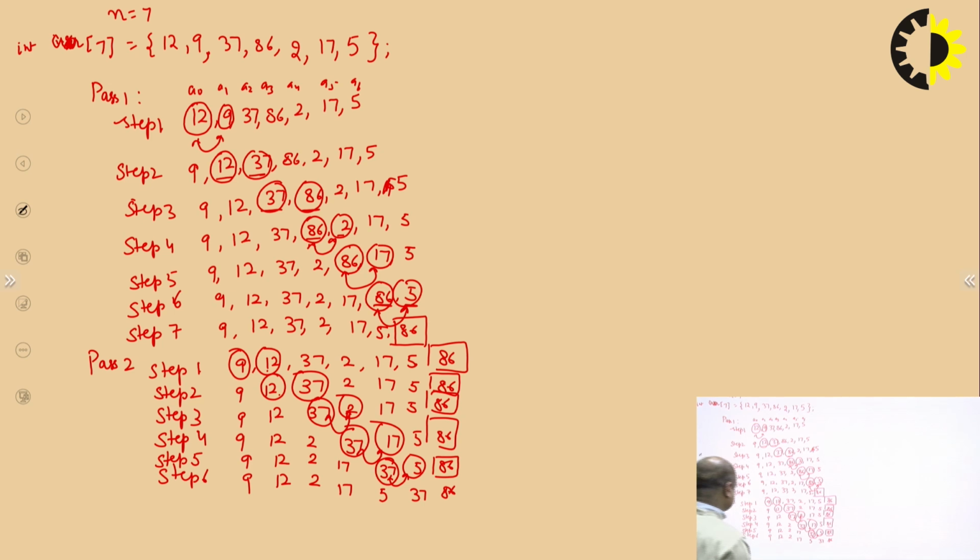As we see, in the previous pass 1, the number of steps was 7. Next, in pass 2, the number of steps is 6, and in each next pass, the number of steps is going down. And after pass 2, we have the two largest elements, one is 86 and next is 37. So, those array elements are sorted.